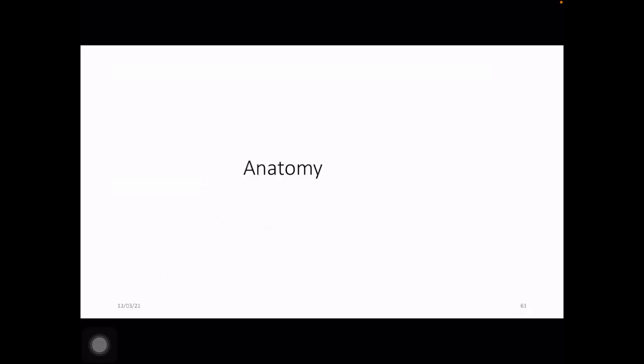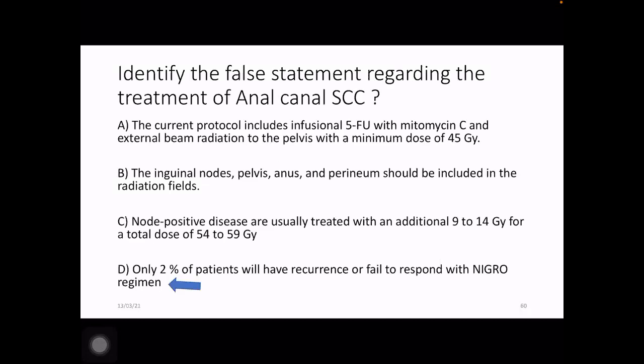Fine, let's continue. So 15 to 30% will have recurrence or fail to respond with the Nigro regimen. So for anal canal squamous carcinoma, chemoradiotherapy is the treatment of choice, and we follow the modified Nigro regimen, in which we give 45 gray of radiotherapy along with mitomycin and infusional 5-fluorouracil. The inguinal node should be covered. If you have node positive disease, you give an additional 9 to 14 gray, so that comes to 54 to 59 gray. And 15 to 30%, that is one third of patients, will have a recurrence or fail to respond. In such patients, you have to do a salvage APR.